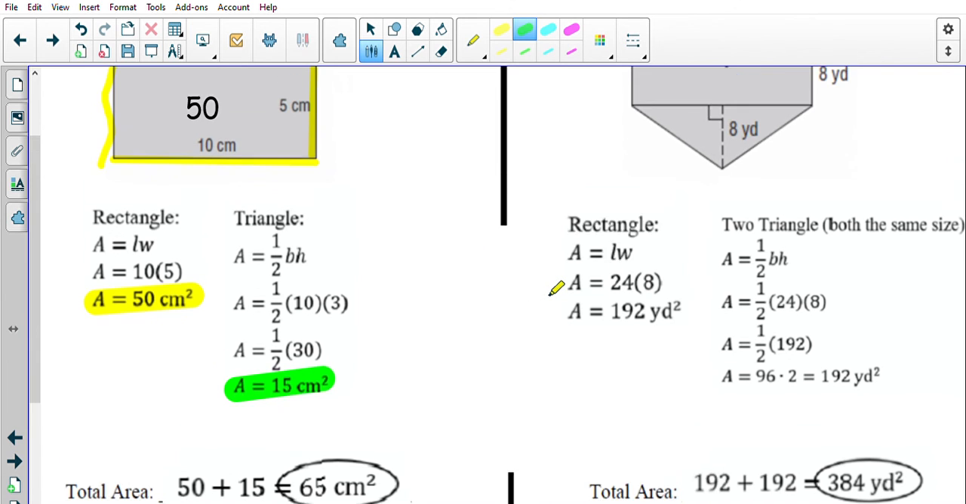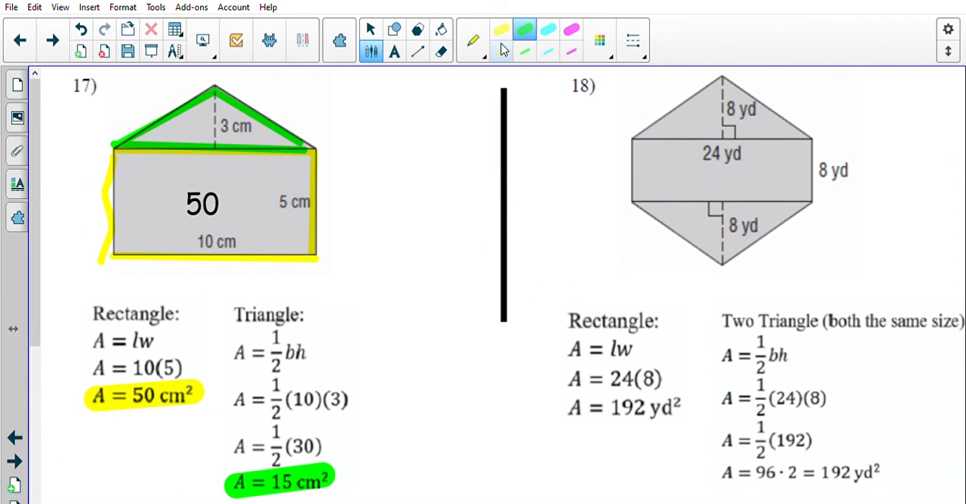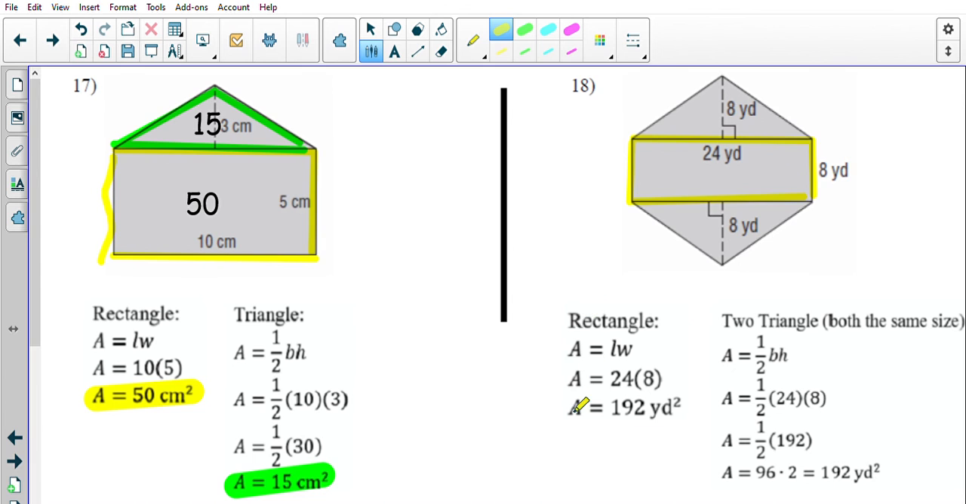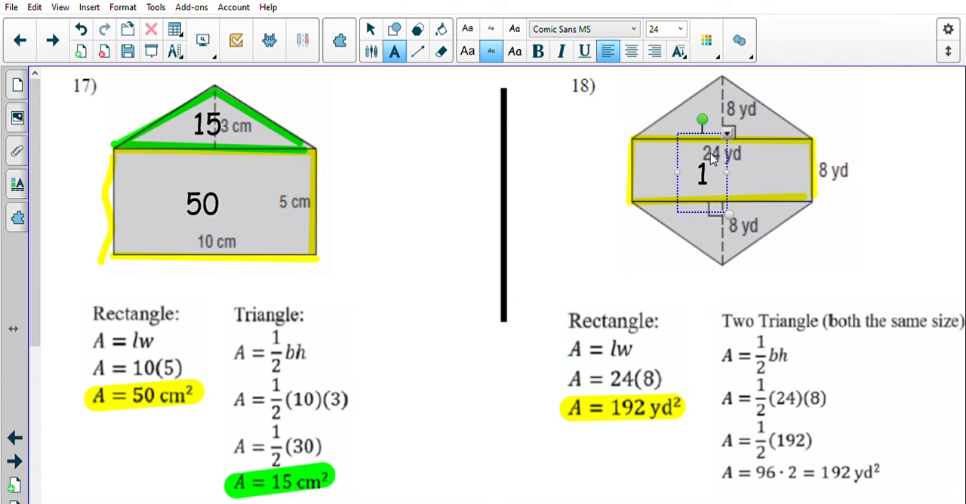All right, our last one is a rectangle in the center and two triangles, two congruent triangles above and below. Let's find the area of the rectangle first. I realized I didn't put the area up here, no big deal, but let me type it in. A rectangle is 24 yards by 8 yards, so take 24 times 8. That's going to get us an area of 192 square yards, so I'll type that in here.